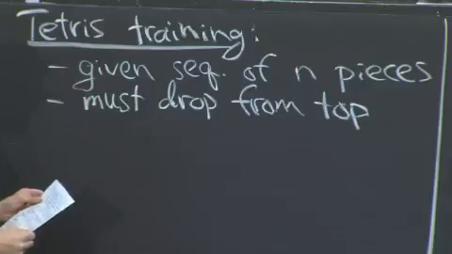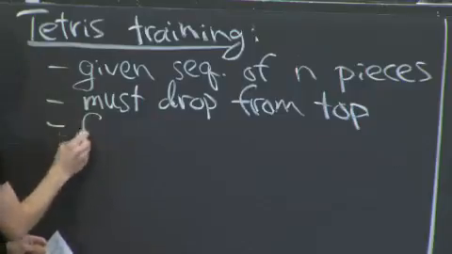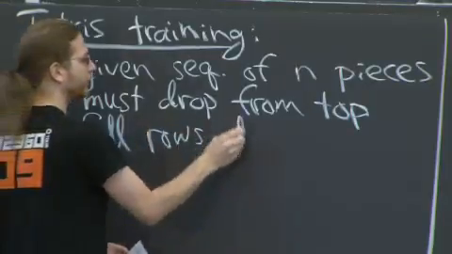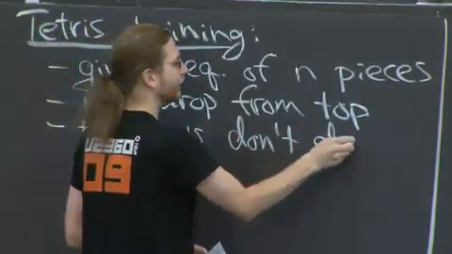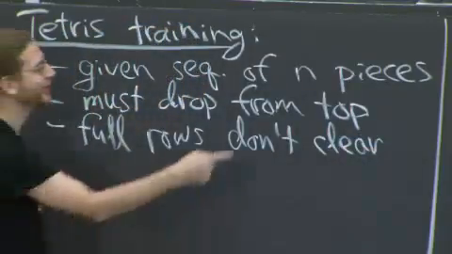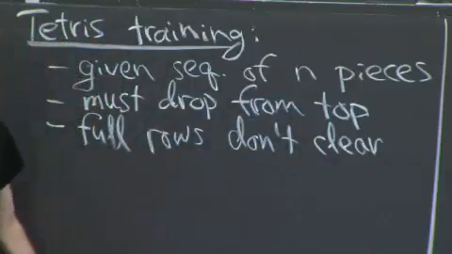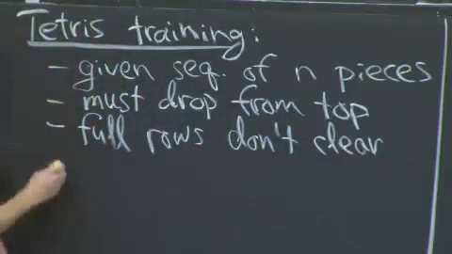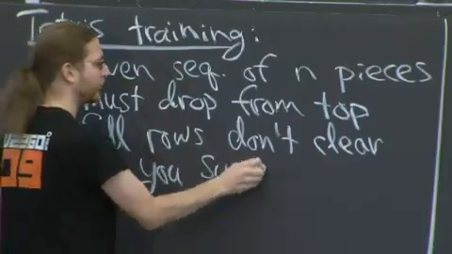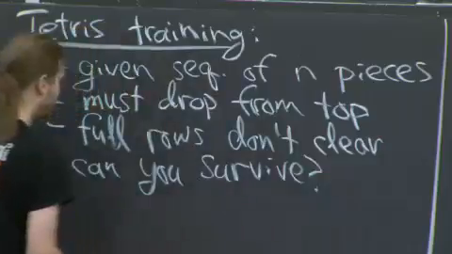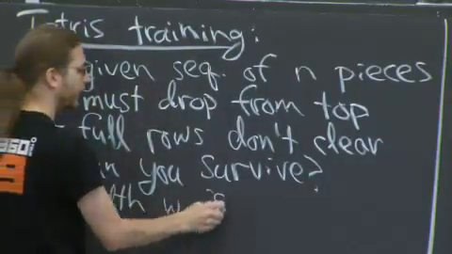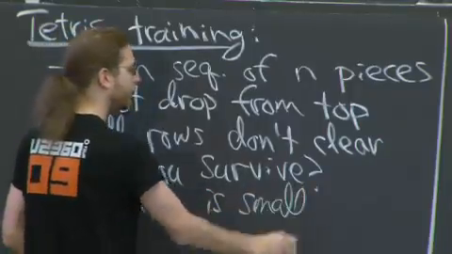And then the other weird thing, it's very weird for Tetris: full rows normally clear, but now they don't clear. This is like hardcore Tetris. You're guaranteed to die eventually. The question is, can you survive these n pieces? Oh, I've got one other constraint. This is actually kind of natural. The width of the board is relatively small, because we're going to be exponential in W.